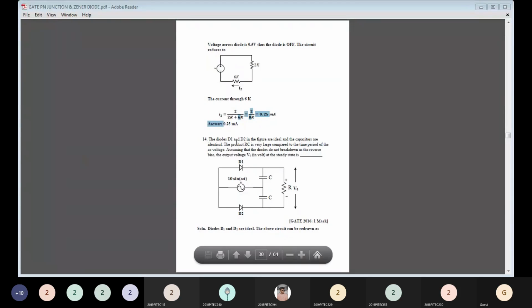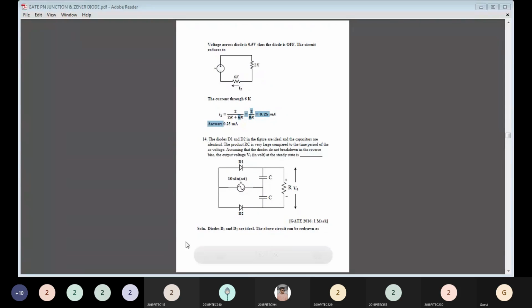Here, the diodes D1 and D2 are given as ideal and the capacitors are also ideal. The time constant RC is very large compared to the time period of the AC voltage. RC is very much larger than T, capital T. Assume that the diodes do not break down in the reverse bias. The output voltage at the steady state is.